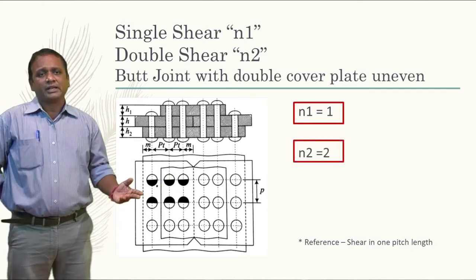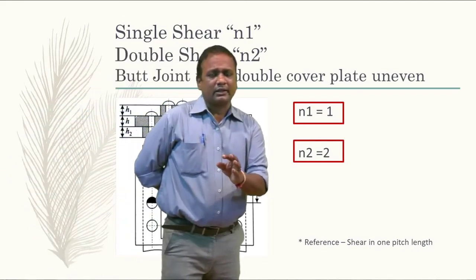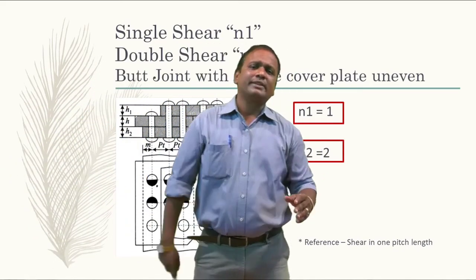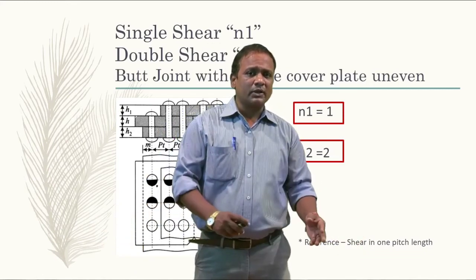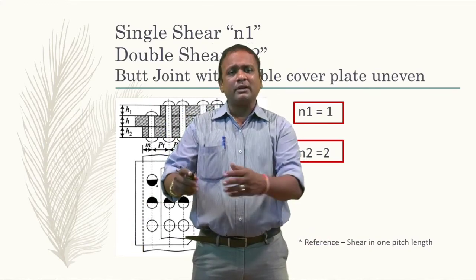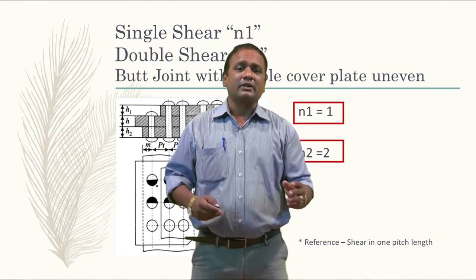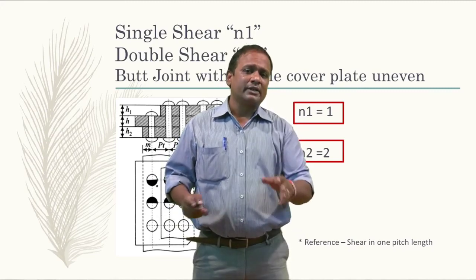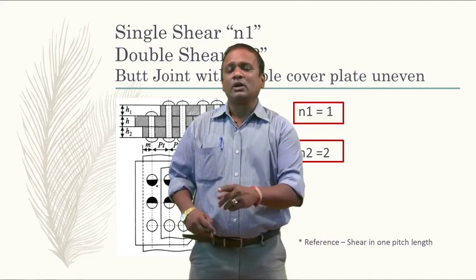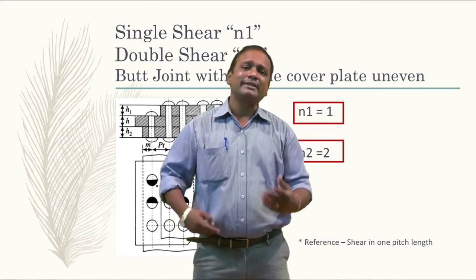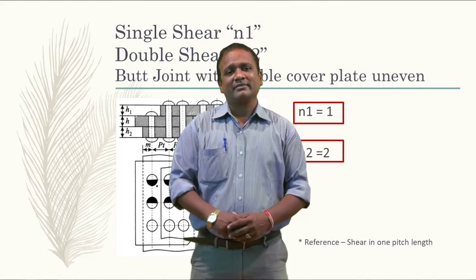You can see here. So right now, by seeing this video, you will understand what double shear is and how single shear comes about, whether in a lap joint or a butt joint, in a chain arrangement or a zigzag arrangement, a butt joint with equal straps and a butt joint with unequal straps. We will use this knowledge in designing rivets, where N1 and N2 are very important to understand and work out before we design any rivet arrangement. Thank you.